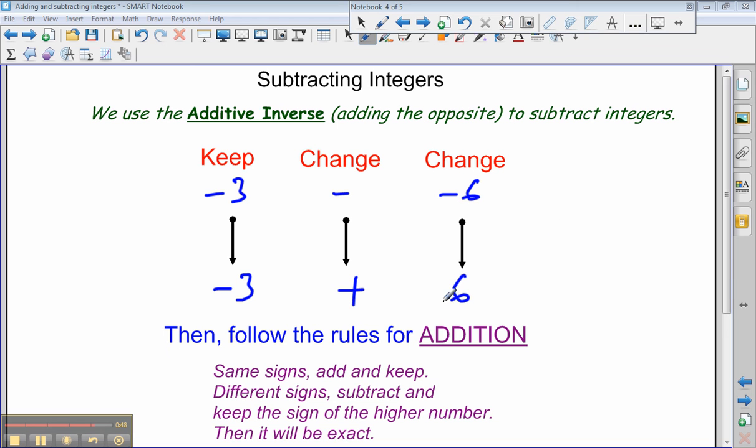So, now, different signs subtract. 6 minus 3 equals 3. And the one with the higher absolute value is 6, and it is positive. So our answer is positive 3. So negative 3 minus negative 6 equals positive 3. I know it doesn't seem right, and it's hard for us to think about it, but in our next lesson we'll show you on the number line why this works.